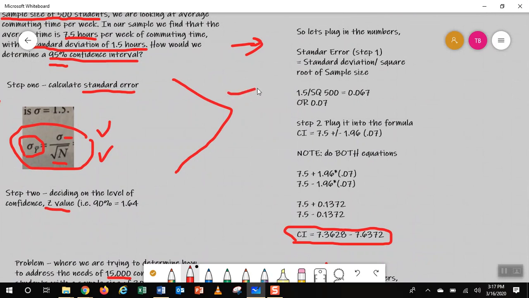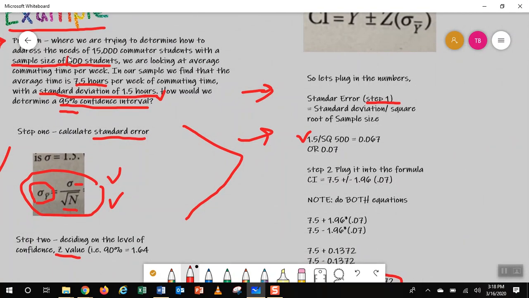We're going to look over here to the right, and here's step one. We've got to calculate the standard error. That's from the first equation. So standard error is standard deviation divided by the square root of the sample size. In this case, the 1.5, which we've got over here, divided by the square root of 500. And again, you want to make sure you're looking at the number of students in the sample size, not the total. Okay, so we end up getting 0.067, or rounded up for the purposes of this equation, 0.07.